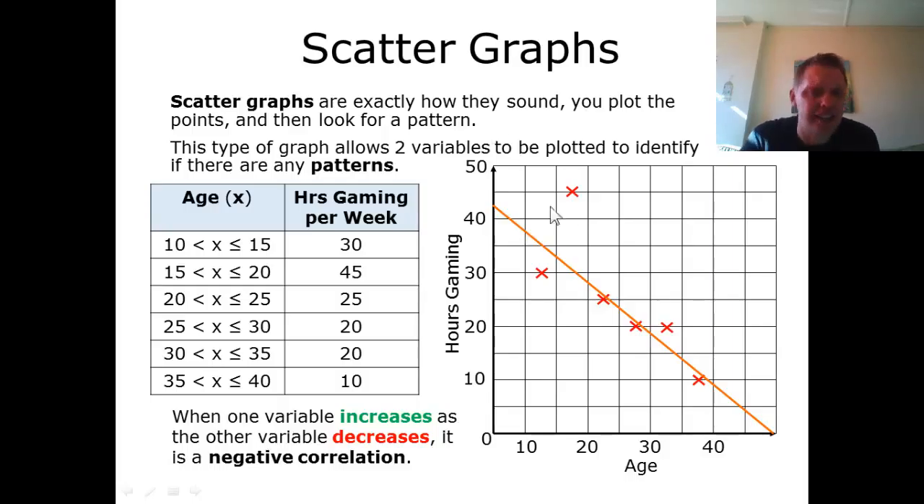Now, as you can see from this, I've added a line of best fit to highlight that as one variable is increasing, the other is decreasing, and this is known as a negative correlation. So we're looking for a diagonal pattern heading from the top left to the bottom right.